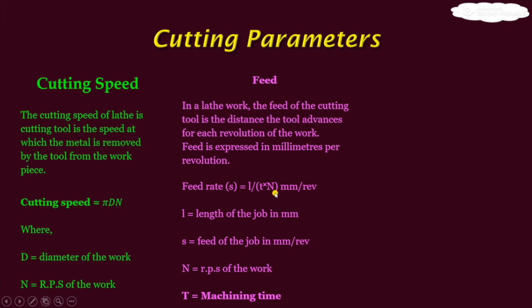Now, if this quantity is divided by n, the number of revolutions, then we get the distance the tool moves along the length for one revolution of the job. Then that is the feed rate, and the unit is millimeter per revolution, and T is the machining time. So initially we will select the cutting speed, then using this equation we can calculate the machining time T, and we can also select the n, and we know the job length.